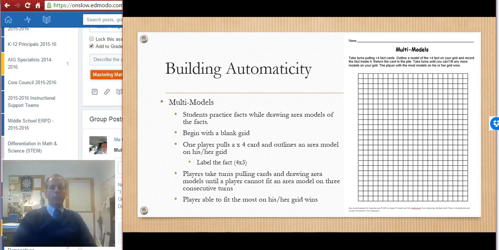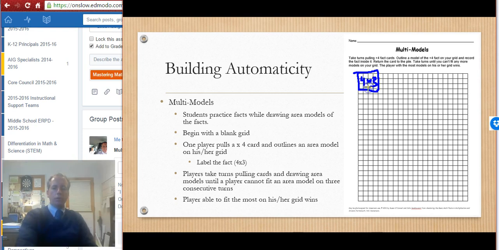So they're going to get a blank grid sheet like this, and they're going to pull out a times 4 card, and they have the area model here. They'll label the fact. If I pulled out 4 times 3 as my fact, then I have to decide which way am I going to do that? So I'm going to put in 4 times 3 here. I'm going to label this. This one is 4 times 3.